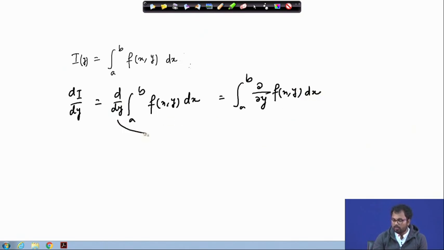Now bringing this differentiation inside the integral is not that straightforward. In order to do that, we need some special properties for this function f. We saw in the previous class that this function f(x,y) needs to be continuous on a rectangular domain R, and also the partial derivative of f with respect to y needs to be continuous. Based on that, we also solved an example.